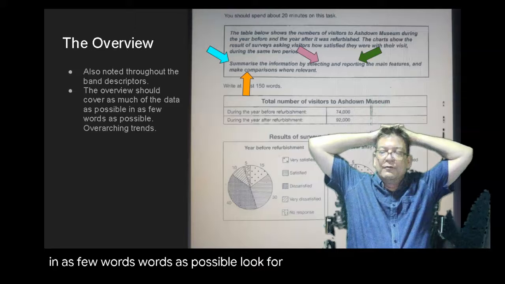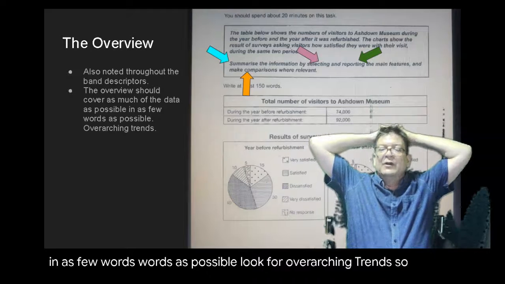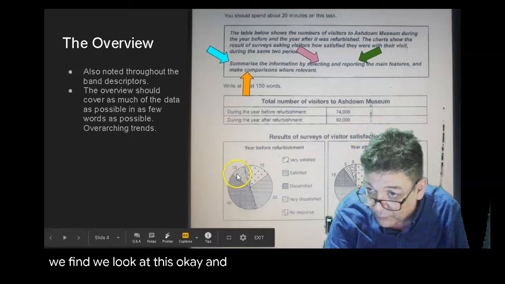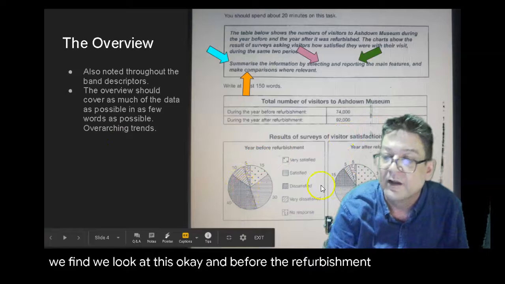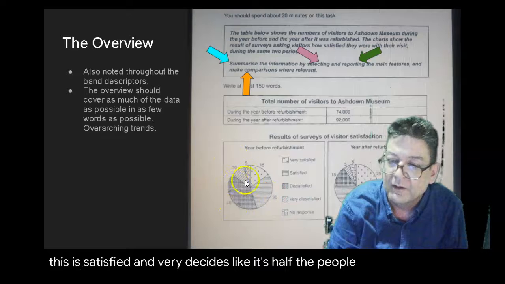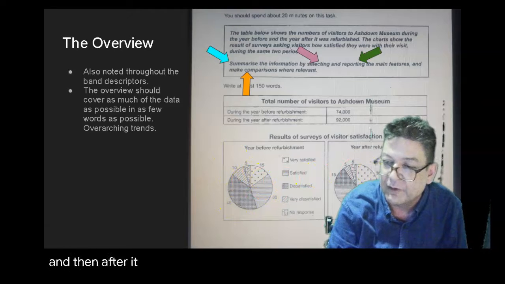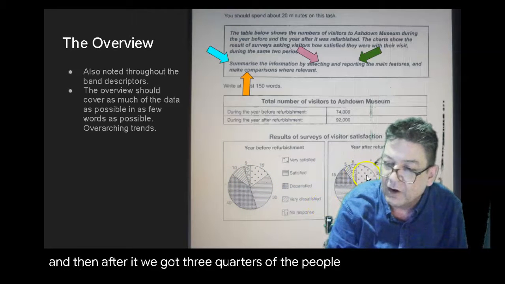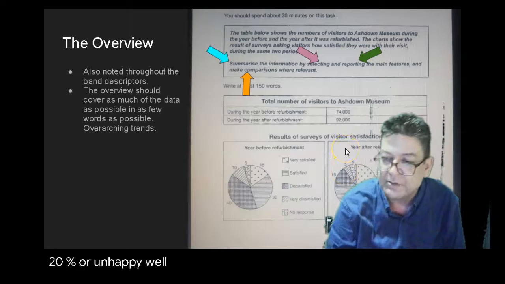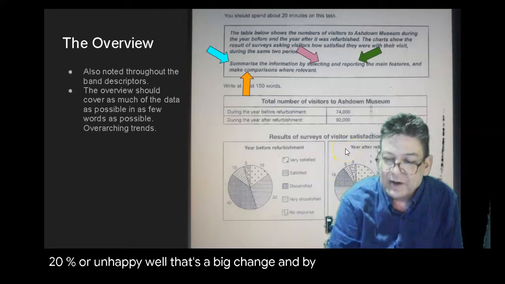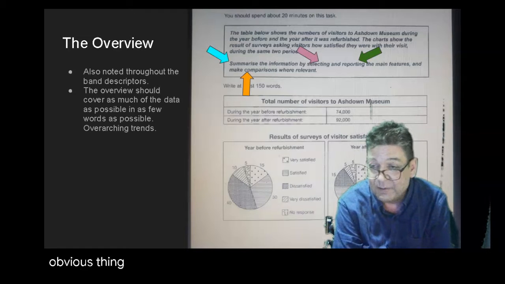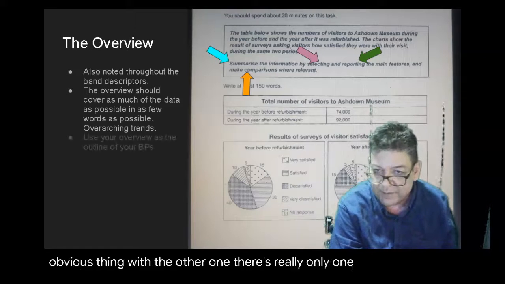Look for overarching trends. So, what do we find when we look at this? Before the refurbishment, you got dissatisfied and very dissatisfied. That's half the people, less than half. And then after it, oh my God, 3/4 of the people are happy. Only 20% are unhappy. Well, that's a big change. And by presenting it, that's an obvious thing. And with the other one, there's really only one.